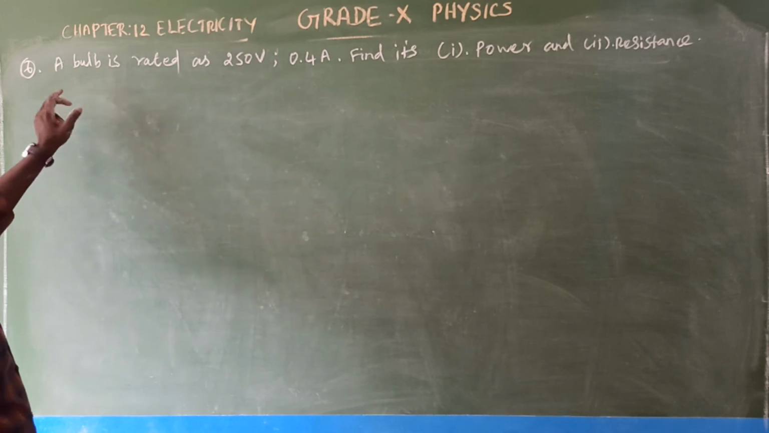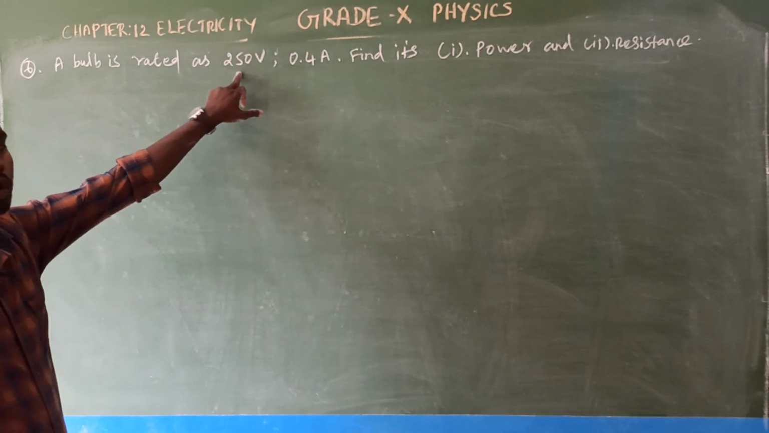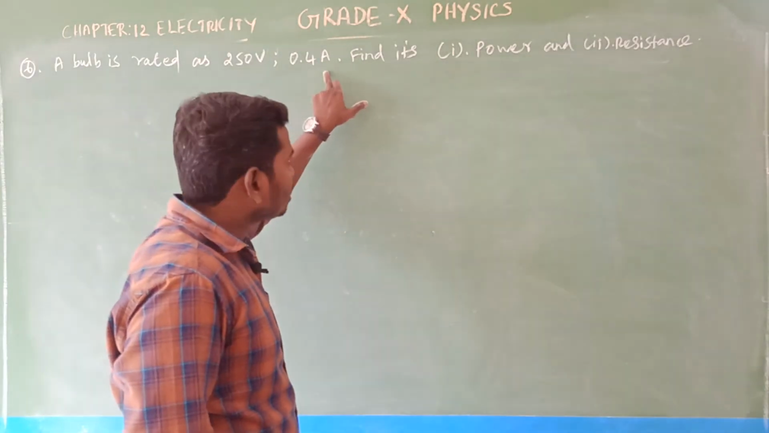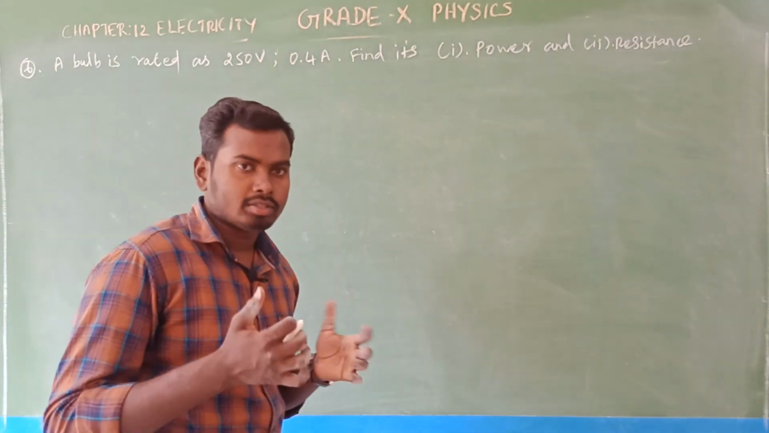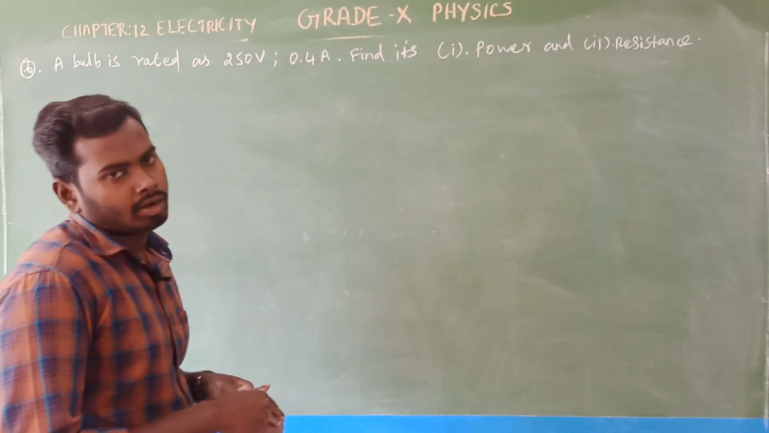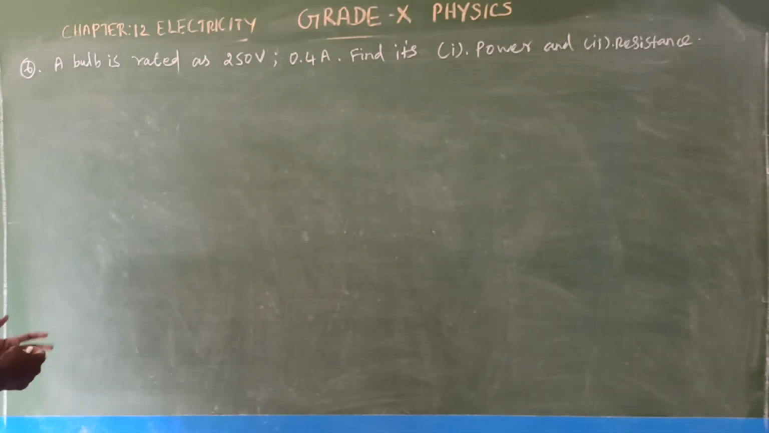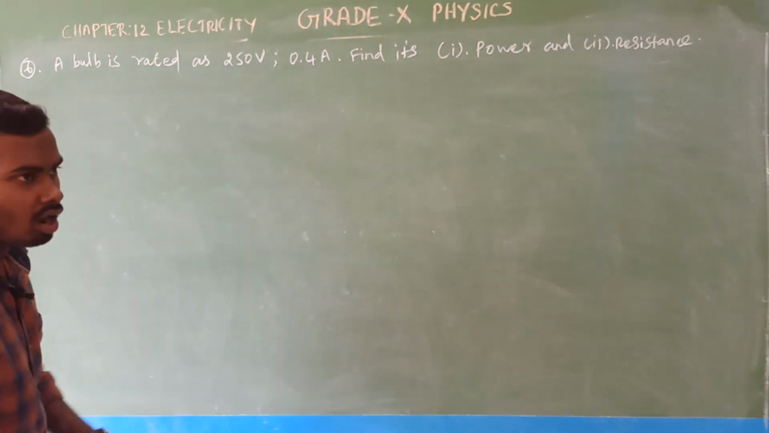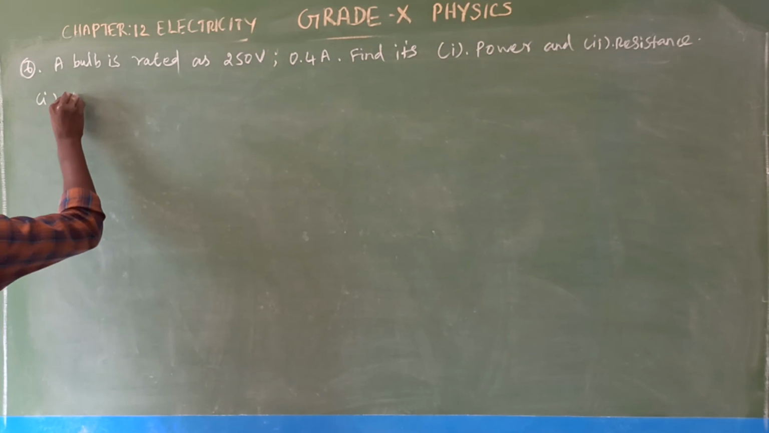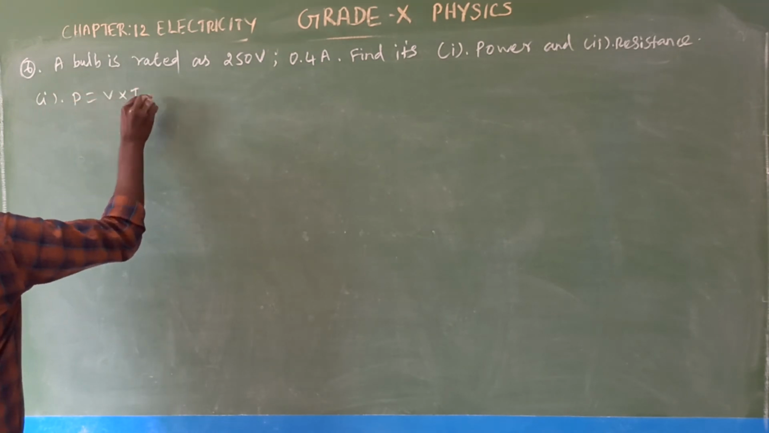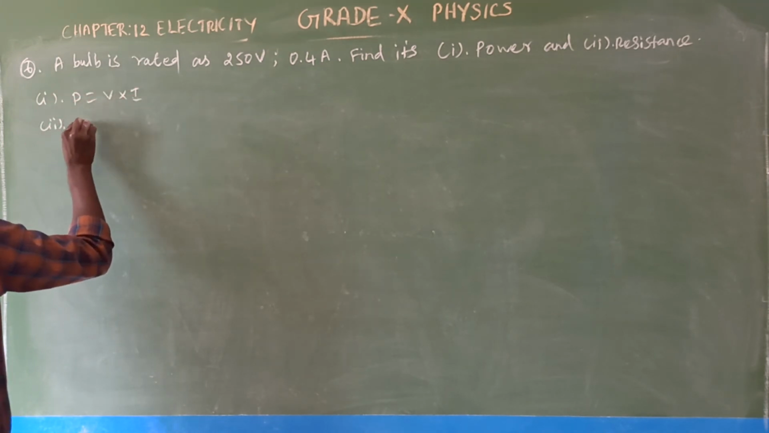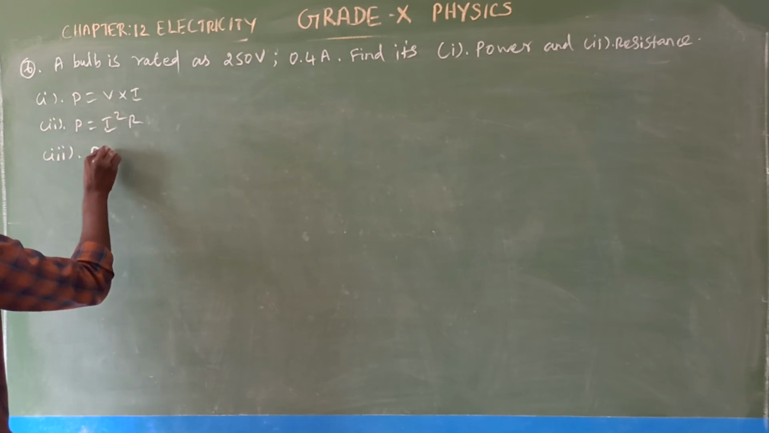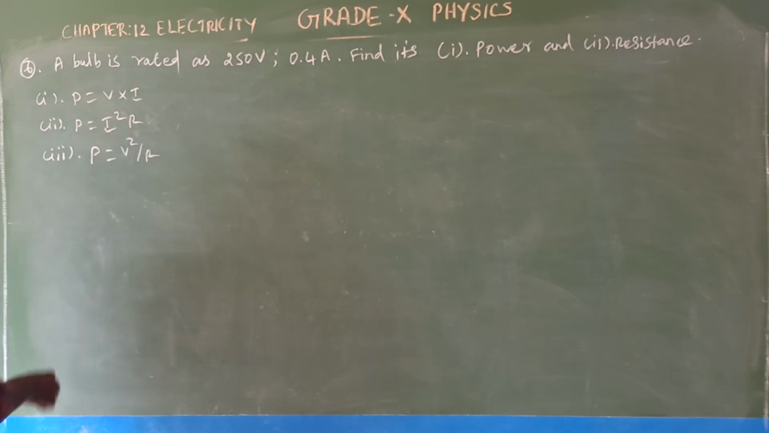Look at here. A bulb is rated as 220 volt potential difference and 0.4 ampere current. Find its power and resistance. Yes, look at here. So already we know we have three formulas for calculating the power values. First of all, you write all things. First formula, P is equal to V into I. And second formula, P is equal to I squared R, and third formula P is equal to V squared by R.